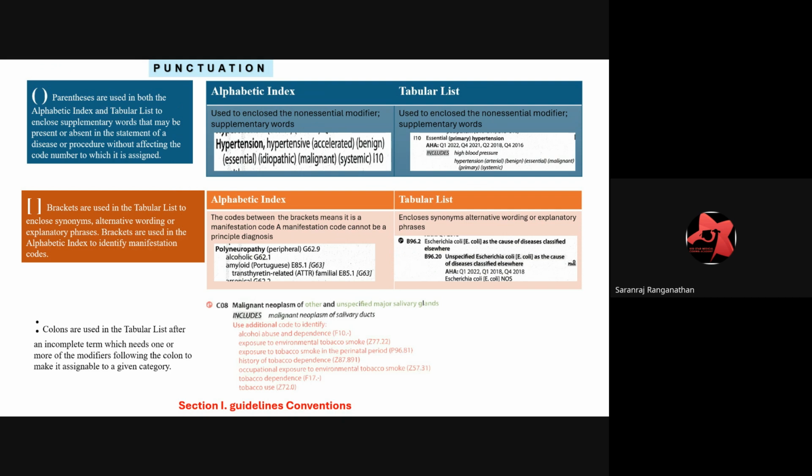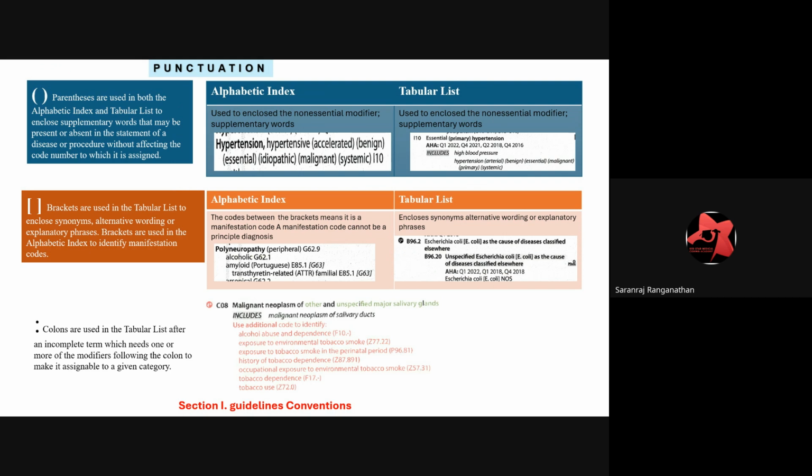At the same time, the same parenthesis symbol appears in the tabular list. What is the purpose? Same here, it is going to give you the supplementary words. There is no big change between the alphabetic index and the tabular list for the parenthesis. When it comes to the brackets, a slight change will be there.